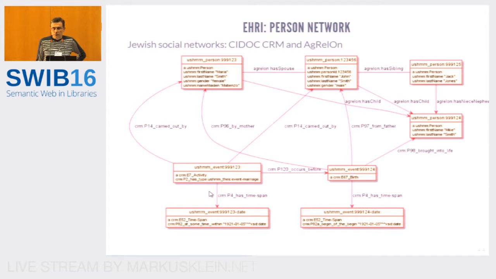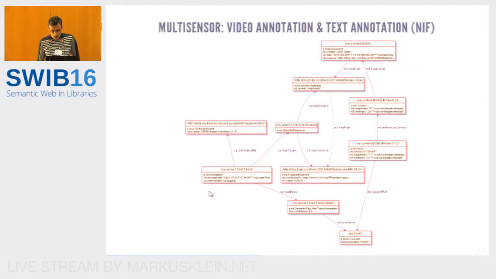Well, this example is from the European Holocaust Research Infrastructure Project. One of the research problems they're trying to tackle there is to investigate Jewish social networks and how that influenced the chance of survival of people. And this is just the model here showing, it uses CIDOC CRM and German National Library's AGRELON. That stands for Agent Relations Ontology, to show a network.